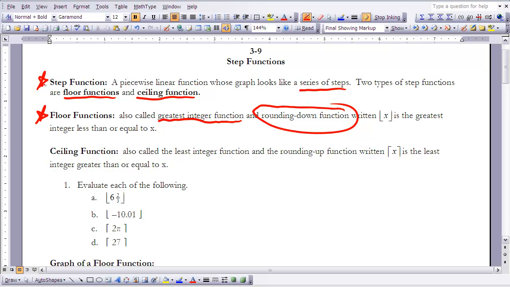The ceiling function does just the opposite. Some other names for it are the least integer function, and once again the most descriptive one, the rounding up function. We notate it with brackets showing the ceiling, and it's the least integer greater than or equal to x. So what you're really doing is rounding up. Floor function rounds down and ceiling function rounds up.